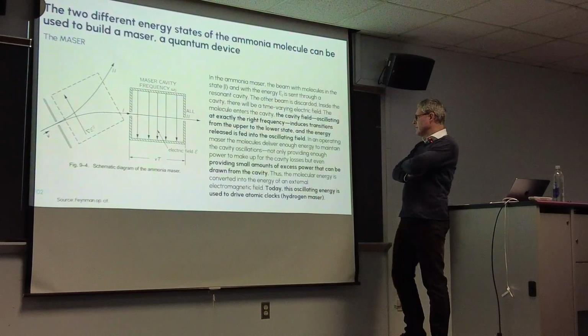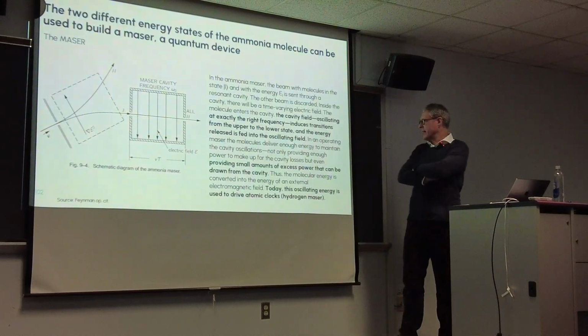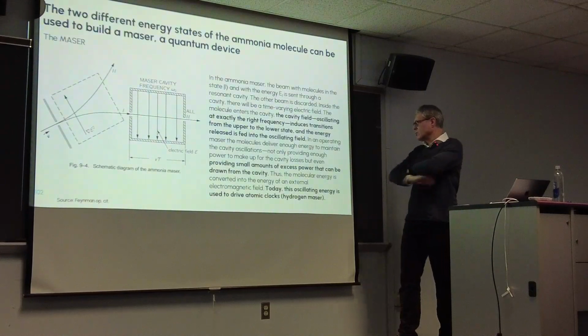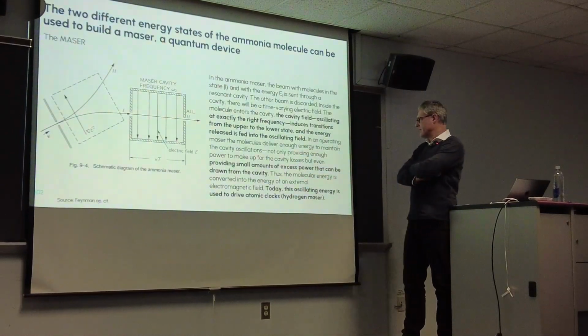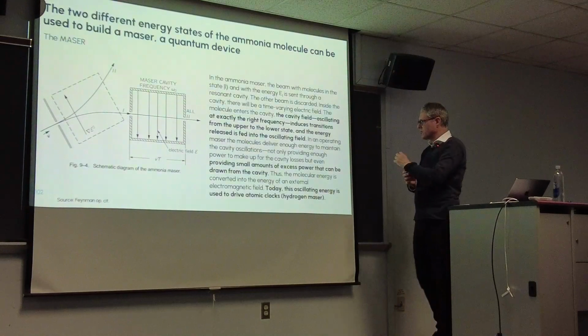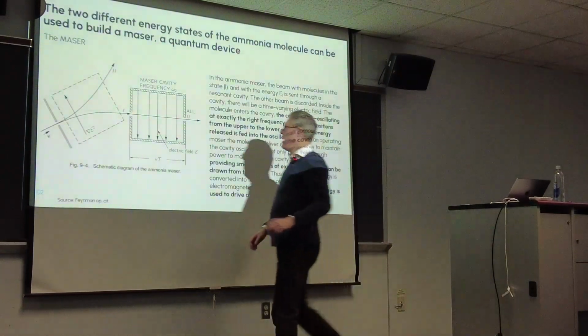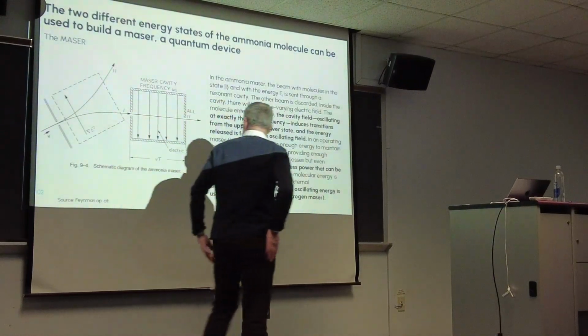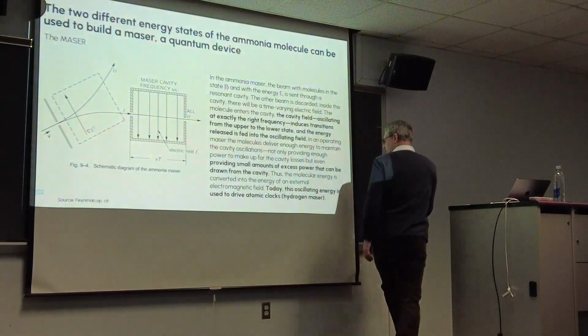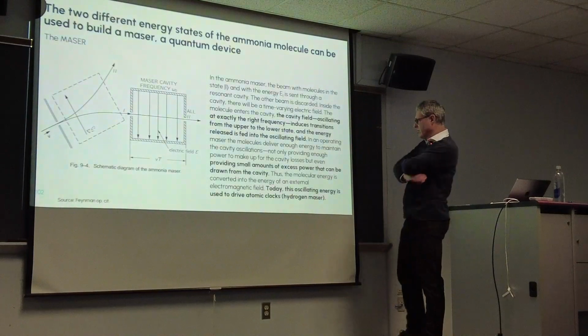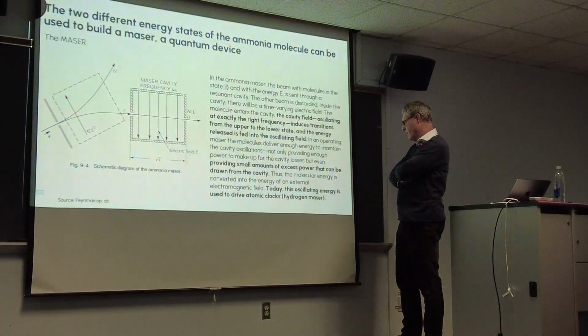And so, in an operating maser, the molecules deliver enough energy to maintain the cavity oscillations, not only enough power to make up for the cavity losses, but even providing small amounts of excess power that can be drawn from the cavity. So basically, you can also get energy out of the cavity, and this energy that gets out of the cavity is light.